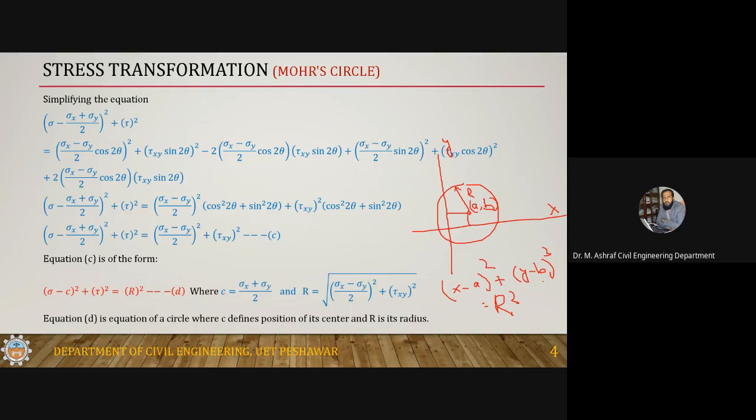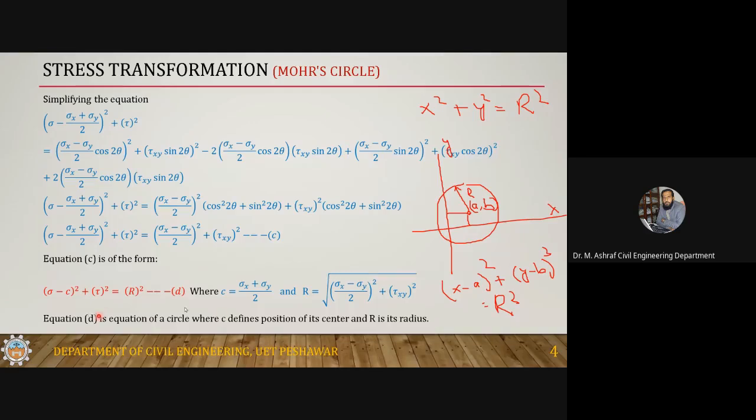Now, if you have a and b equal to 0, then this equation will reduce to x squared plus y squared is equal to r squared. This is when the center of the circle coincides with the origin of the xy plane. Okay, so this is then the equation when a and b are equal to 0.